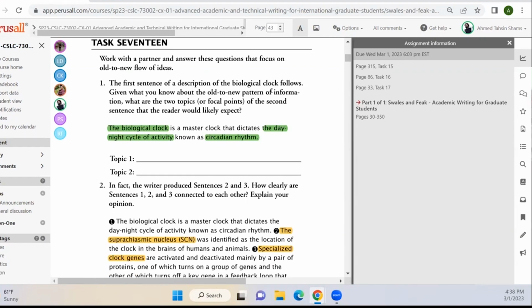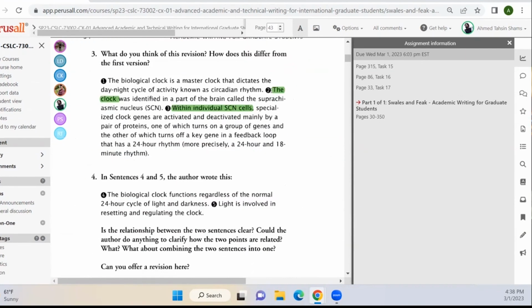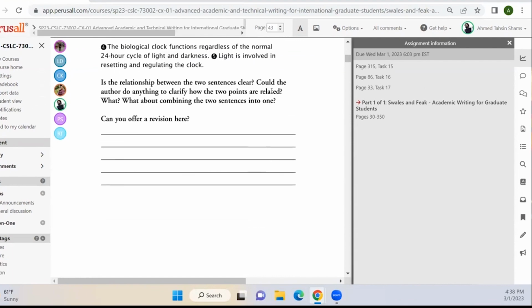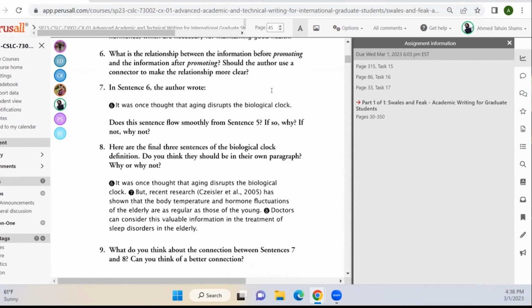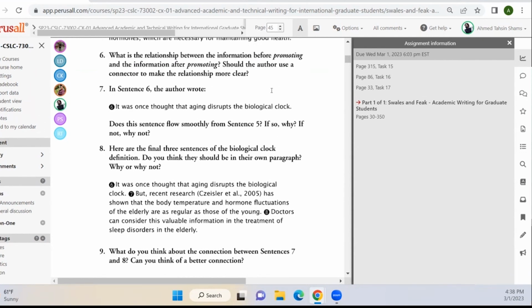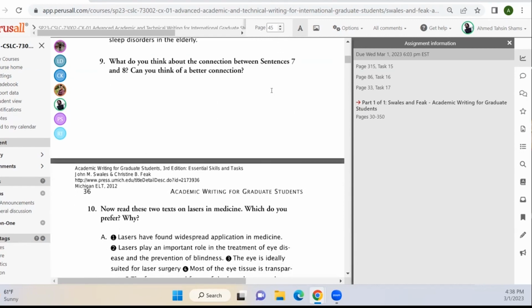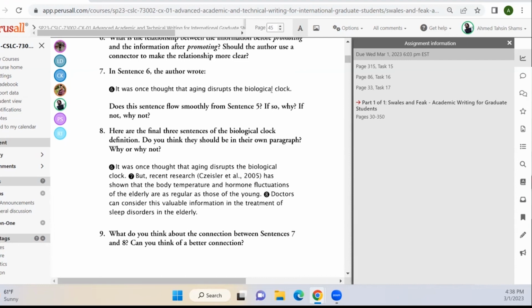We'll not answer the questions in between this passage. We'll read the sentences, pages 43, 44, and 45. And we'll only talk about two questions. Question number 6 and the last question. Question number 9. So let's start reading.